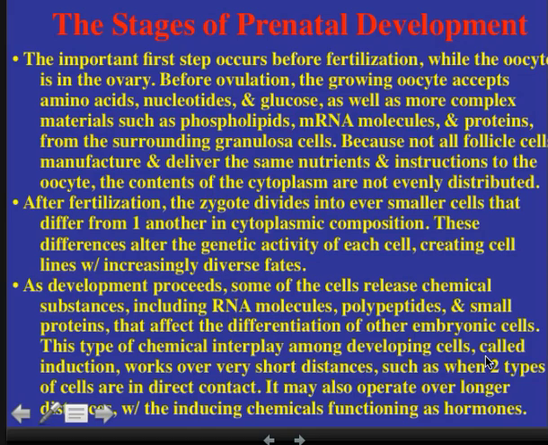As development proceeds, some of the cells release chemical substances including RNA molecules, polypeptides, and small proteins. And this is the breadcrumb trail that gives different instructions to cells that come after it. Okay? And it's the interplay of those chemicals with receptors on the surfaces of these cells that dictate what a cell is going to do and when it's going to do it.